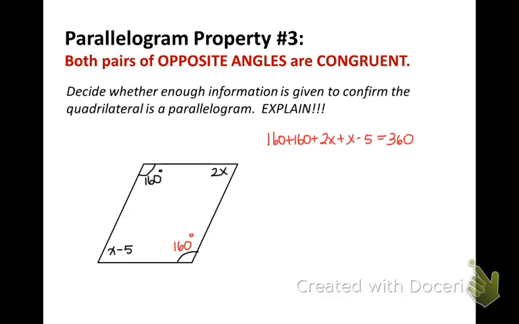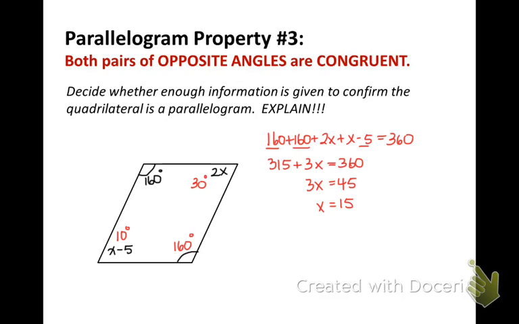Okay, so if I add all this up, 160 plus 160 is 320, minus 5. That's going to give you 315. You've got plus 3x when you add your 2x and your 1x, equals 360. What's 360 minus 315? 45. And 45 divided by 3, so you know x is 15, which means that you should now be able to tell me what each of those angle measures are. So what is this measure? When I plug in 15 minus 5, I get 10 degrees. In this angle measure up here, I get 2 times 15 is 30.